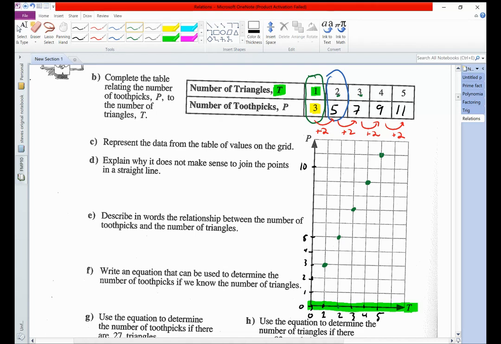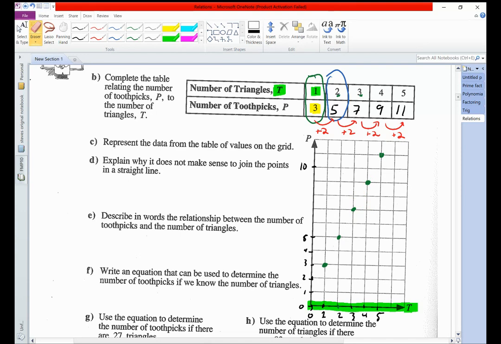You can see that it is making what looks to be a line, but the next question says, explain why it does not make sense to join the points in a straight line. And the reason we don't join the points is because if I were to draw a line there, what that line is saying is that there are values between 3 toothpicks and 4 toothpicks. There are values right in here. And there shouldn't be values in there because we can't have half a toothpick or 0.4 of a toothpick, right? We can have 3 toothpicks and we can have 4 toothpicks, but there's nothing there in between.